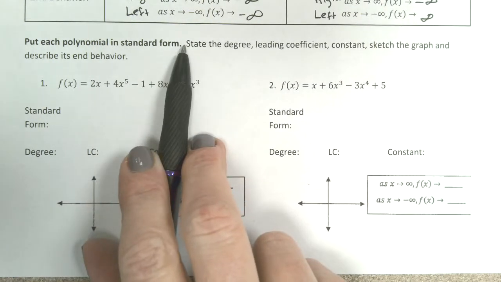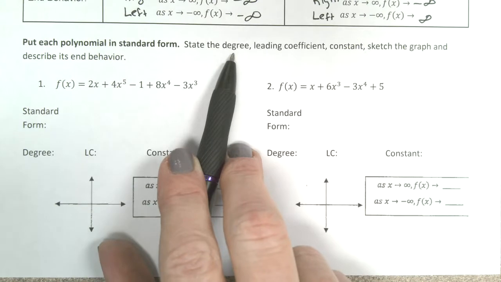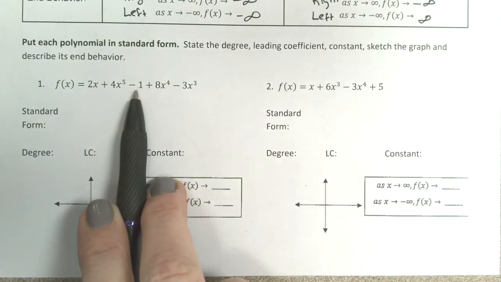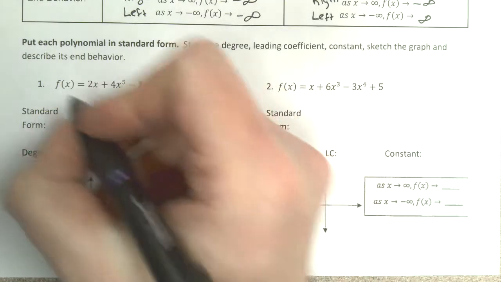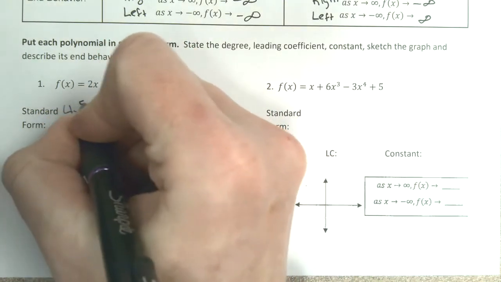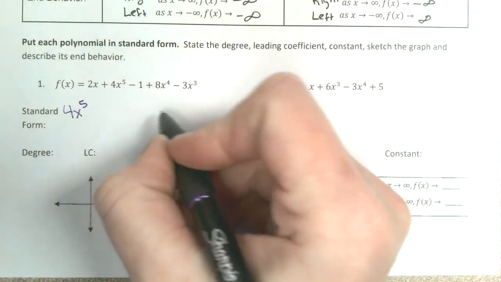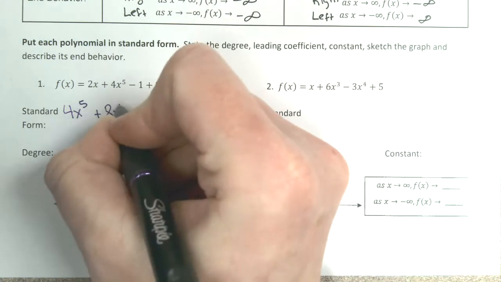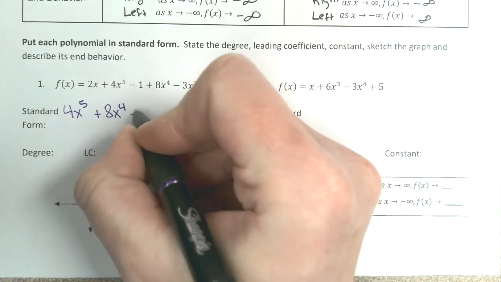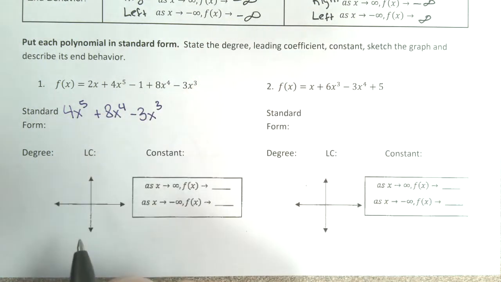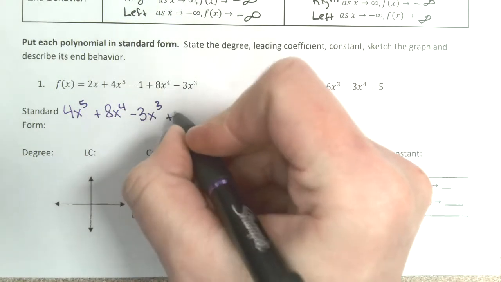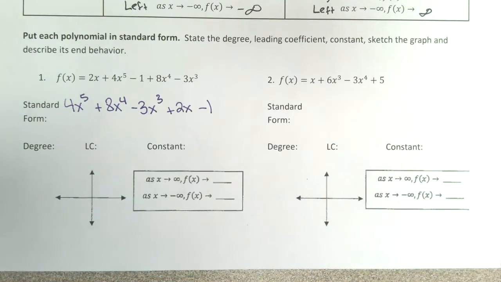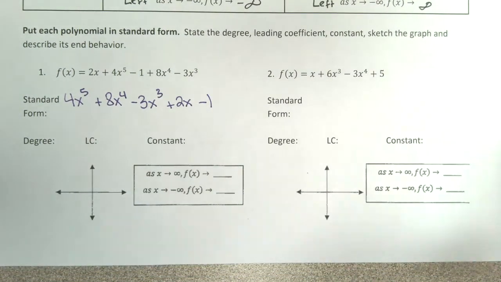All right, so we have to put it in standard form first. We're going to look at our biggest exponent. My biggest exponent is a 5, so the 4x to the fifth term comes first. And then it goes in descending order. Exponent of 4 comes next. Exponent of a 3 comes next. I don't have an x to the second. I have a 2x, and I have a minus 1. All right, so now it's in standard form.